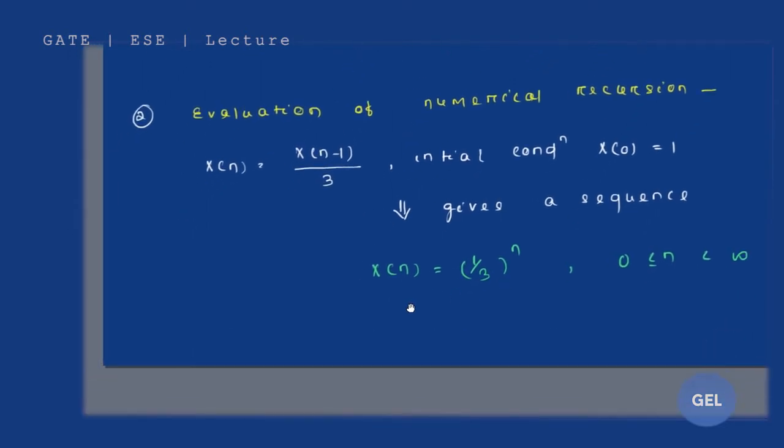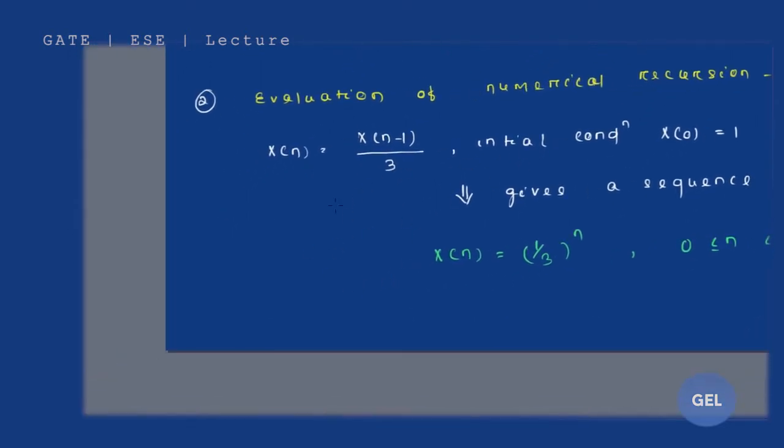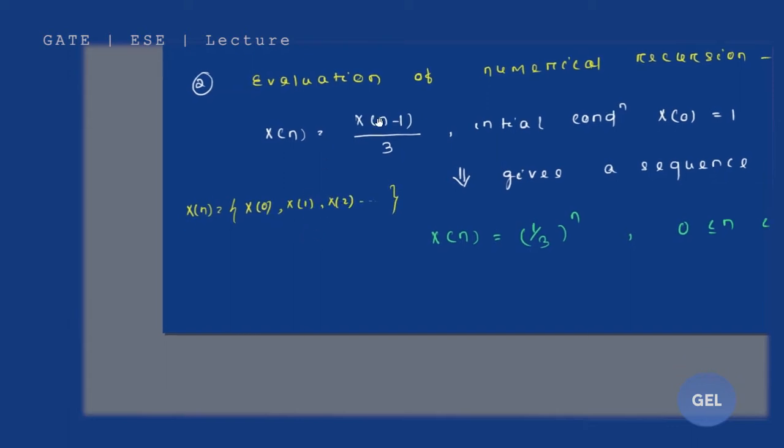If you didn't understand, let me clarify this. Look here carefully. x of n is x of 0, x of 1, x of 2, up to x of n. Here x of 0 is given, that is 1. So what will x of 1 come out to be? x of 1 means x of 1 minus 1, that is x of 0 by 3. x of 0 is 1, so 1 by 3. Similarly, if you find x of 2, it will give you 1 by 3 square, similarly 1 by 3 cube, and so on.